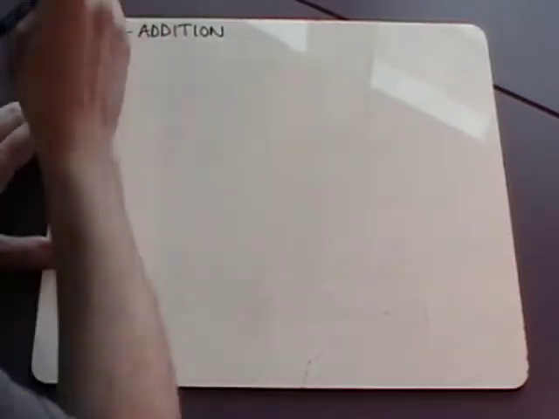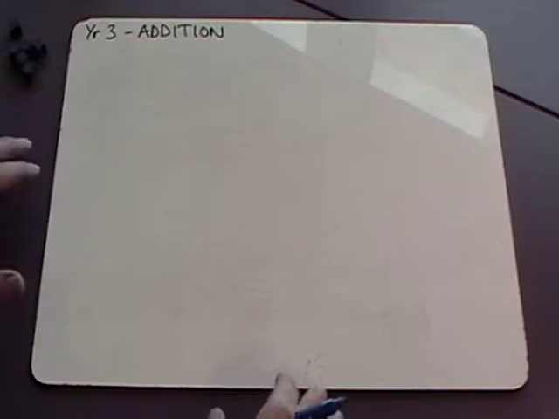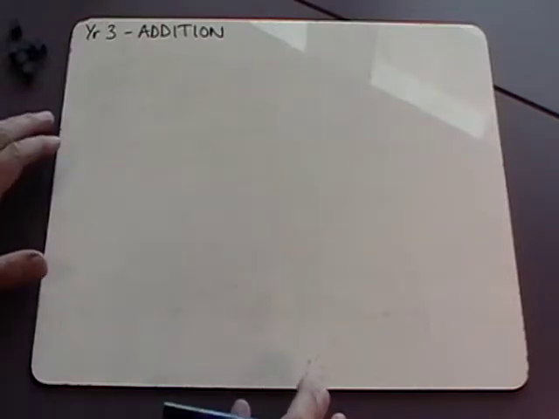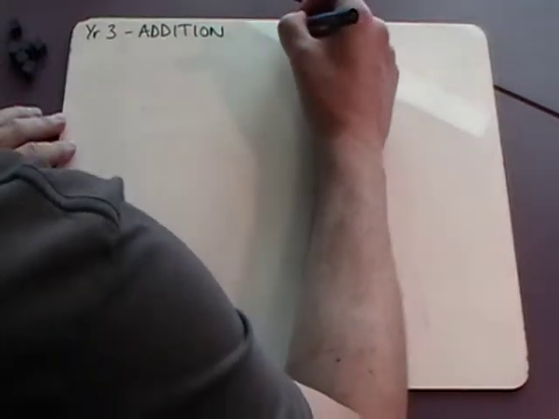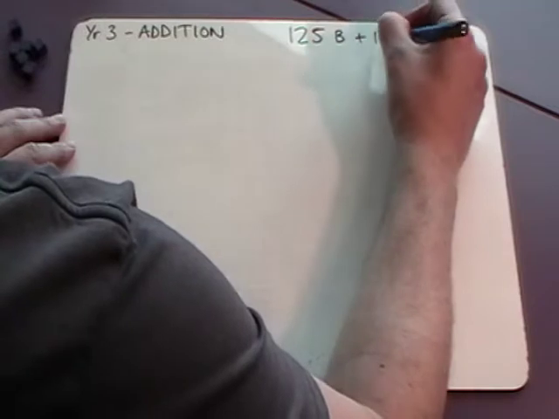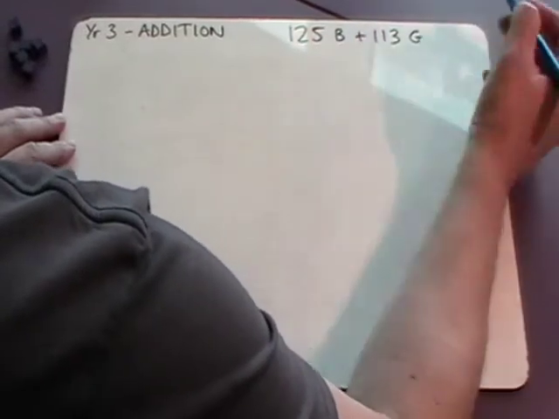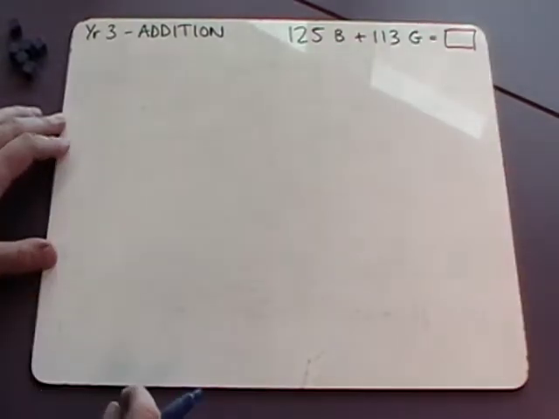Now these core skills will put them in a really good place in order to be able to add three-digit numbers using a column addition strategy. So let's start with that. Let's start with the context. If we had 125 boys and 113 girls in a school, how many children would there be altogether?